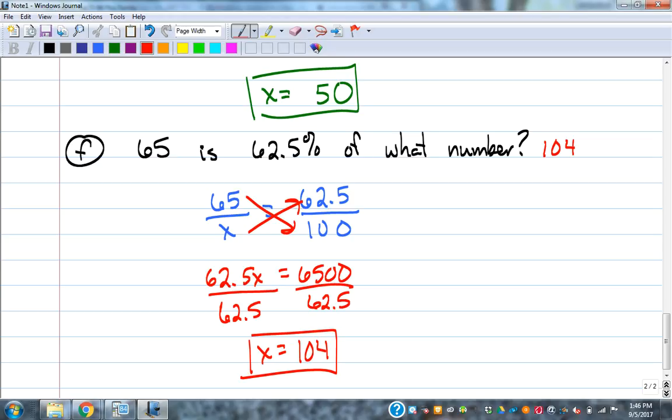Not too bad. Is that cleared up a little bit better? Make more sense now? I figured seeing a few more examples would get you on the right track for that. But this is what I want to see. I want to see the proportion set up, and then the work that's going on to get there. That's what I want to see as you're doing this stuff.